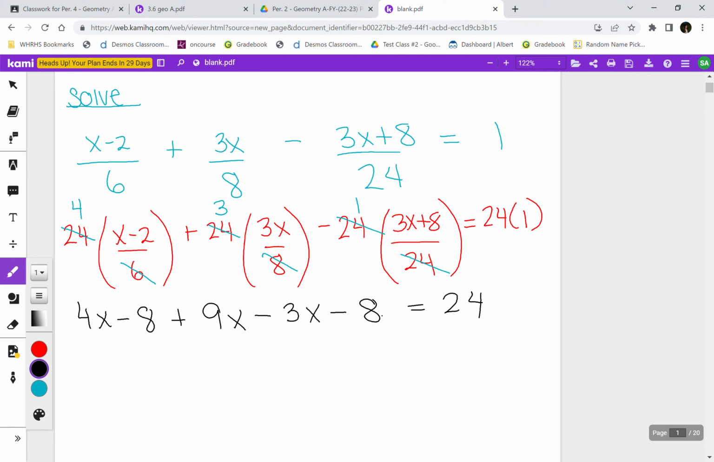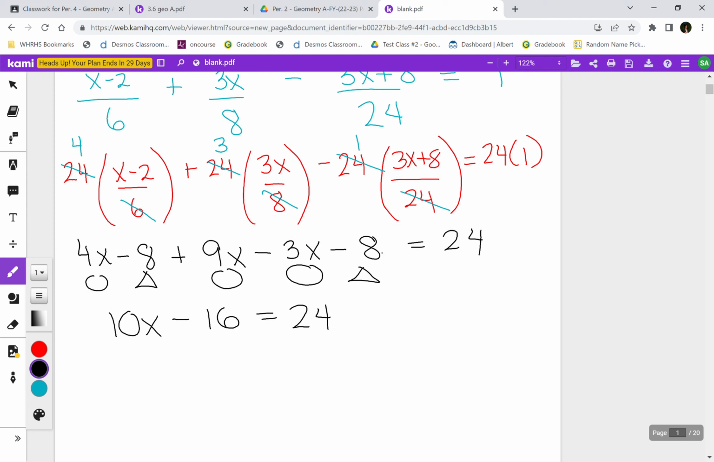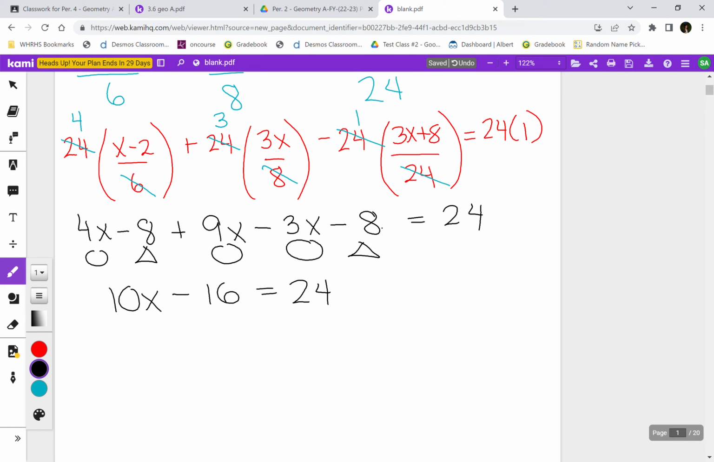Let's combine our like terms. 4x, 9x, negative 3x gives us 10x. Negative 8 and a negative 8 gives us a negative 16 equals 24. So now we get 10x equals 40 and x will equal 4.